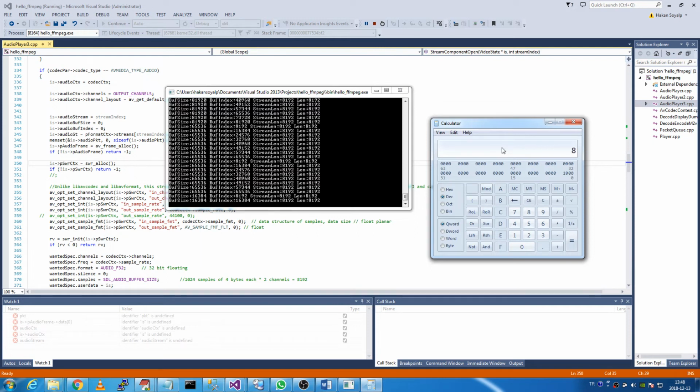Bytes, this is the bits, and we know that the sample format is 32 plus 2 channels, it's 64. Yes, we get the number of samples. On each call we feed the SDL with 1024 samples. Yeah.